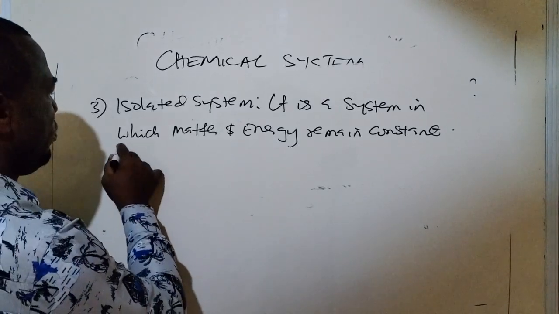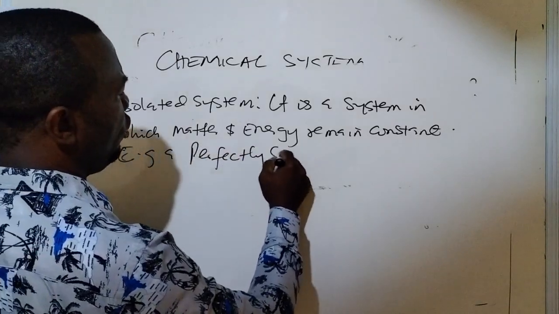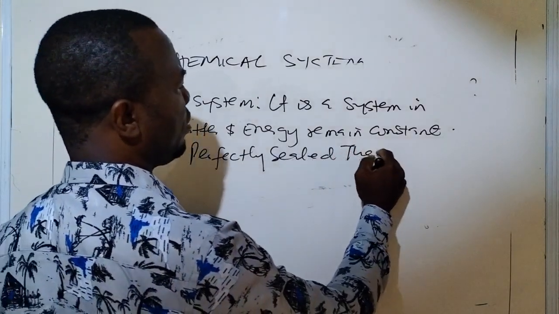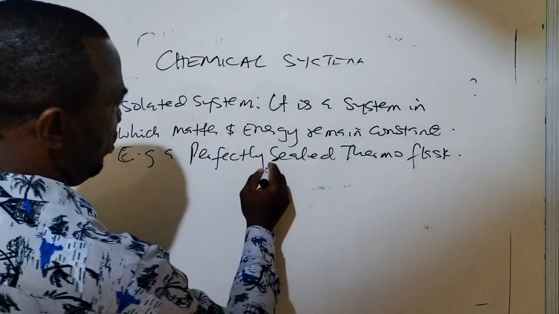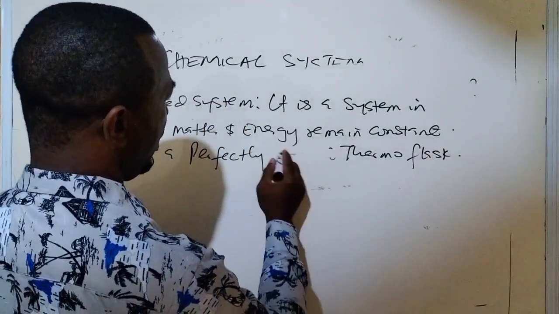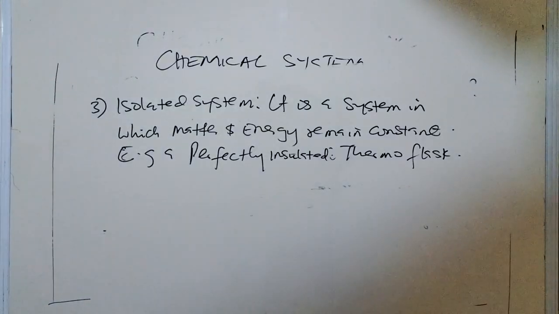Example is a perfectly sealed thermoflask. A perfectly sealed or insulated thermoflask can function as an isolated system where it retains water at a particular temperature without absorbing heat or losing heat. That can be taken as an isolated system. So having done that, move to the next thing.